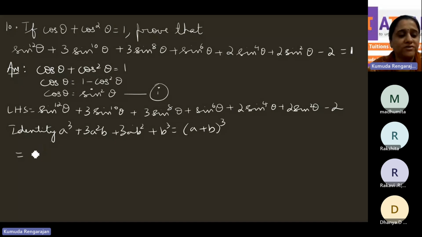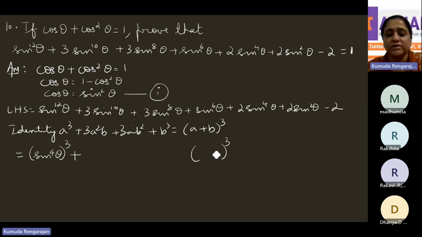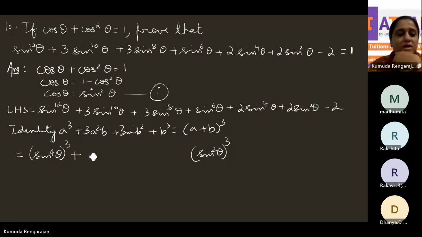So that's equal to, this first term is a cubed, so it will be sine theta to the power 4, because 4 3s are 12, plus this one is b cubed. So cubed, put the 3 outside: sine square theta. Is that understood? Now this is your a: sine theta to the power 4 is a, sine square theta is b. Now plus 3a square b, 3 into a square, right? This is a square. B is sine square theta.